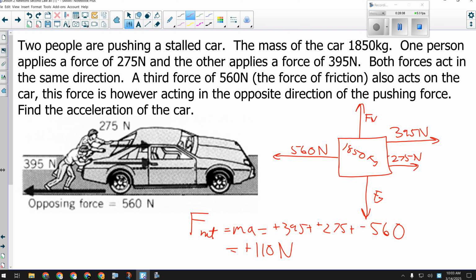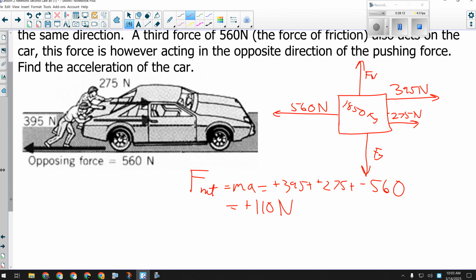All right, so my net force is 110 newtons positive, forward in this situation. Okay, can I calculate the acceleration now? Should be able to. I know the mass of the car because they told it to me in the question. So acceleration will equal F net divided by m. That'll be 110 newtons divided by 1,850 kilograms.